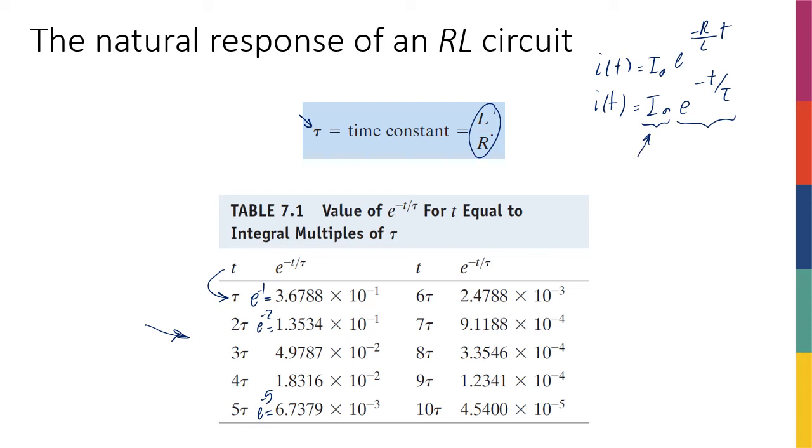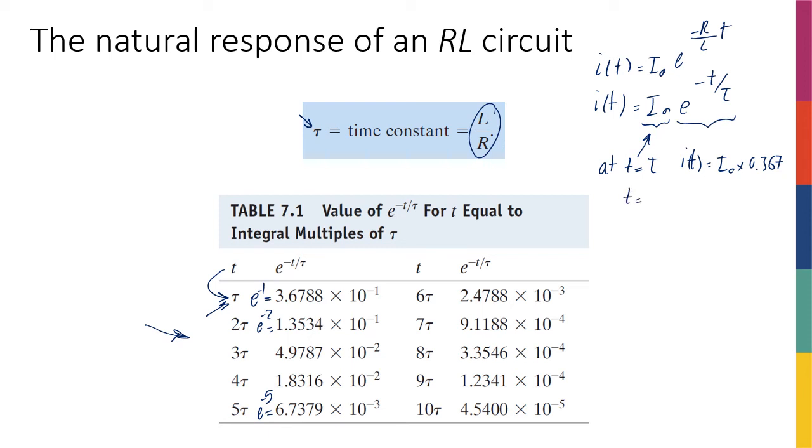At t equal to tau, I'm going to have e to the negative 1, which is like 0.367, right? That's about 36% of the initial value. So at t equal to tau, it is going to be equal to I naught times 0.367, so 36.7% of my initial value.